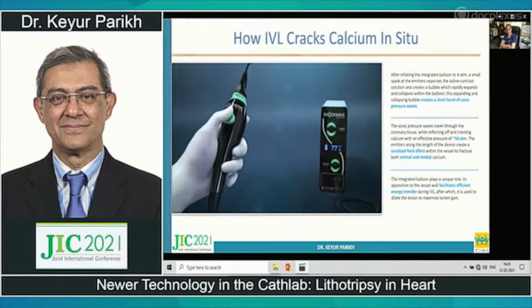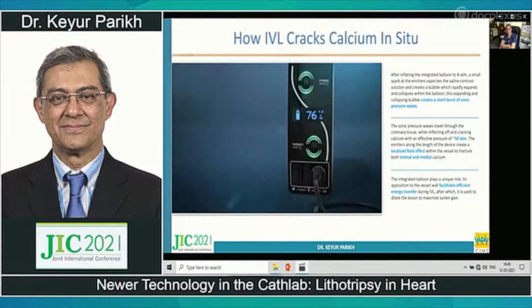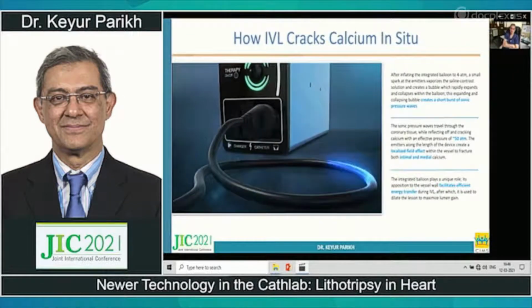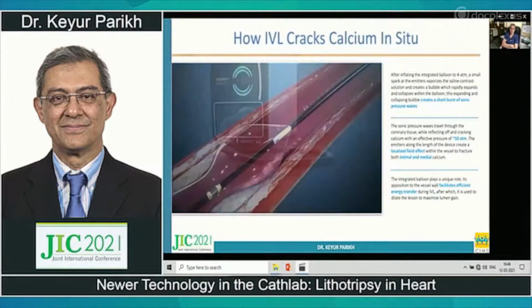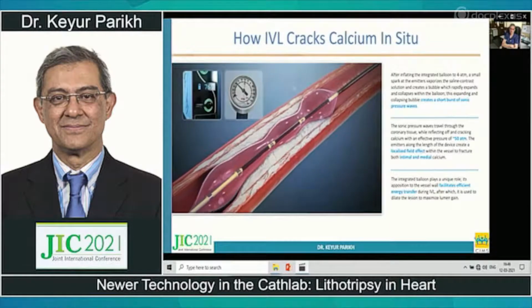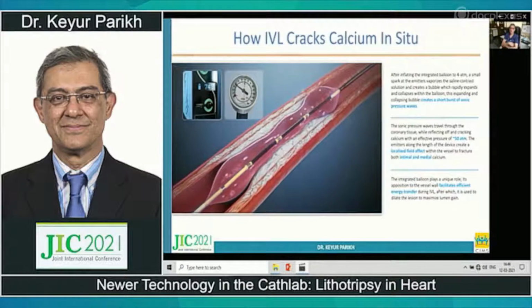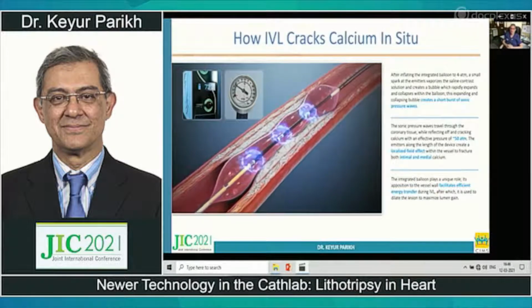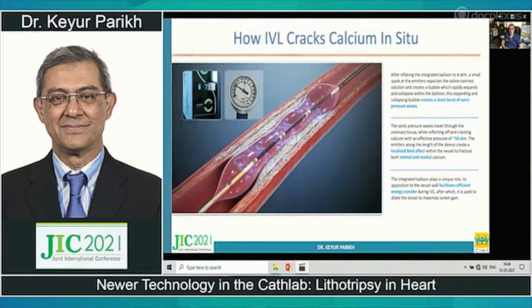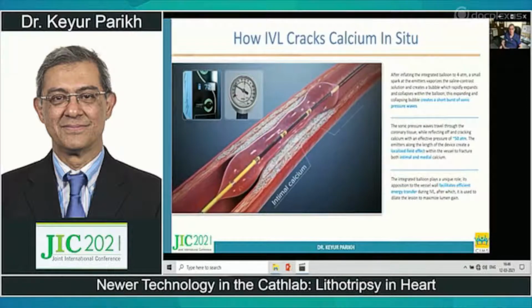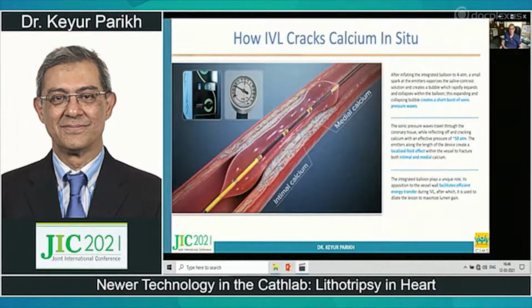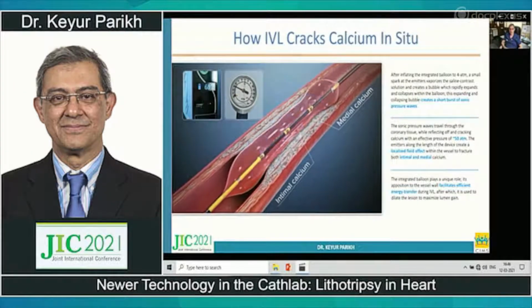The generator produces 3 kilovolts of energy that travels through the connector cable and catheter to the lithotripsy emitters once per second. While other treatments can't differentiate between calcium and soft tissue, acoustic pressure waves pass through soft tissue to impact both intimal and medial calcium. With emitters along the length of the balloon, a localized field effect is created.